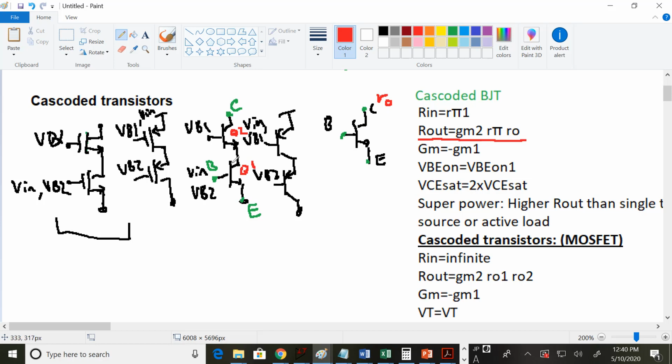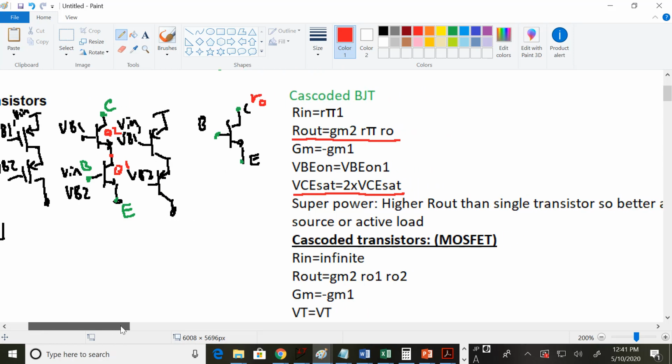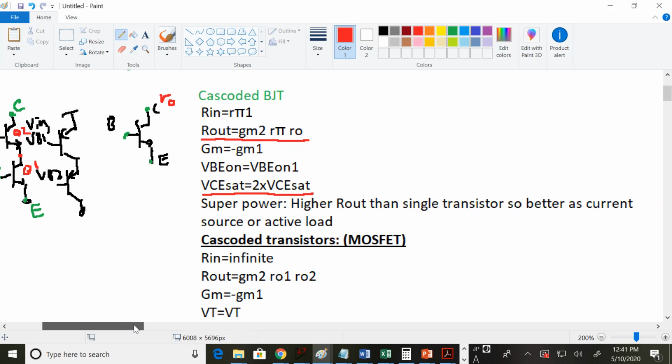For the VCE SAT, both of these have to be in the forward active region. So for Q1 to be in the forward active region, this node needs to be VCE SAT. And then for Q2 to be in the forward active region, it also needs a VCE SAT across it, and it's starting at VCE SAT. So it goes another VCE SAT. So the VCE SAT for a cascoded transistor is actually double what it is for a single transistor. And its superpower is the higher R out.